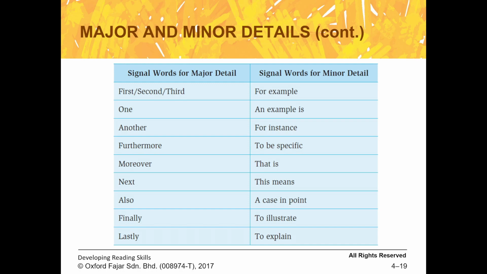And then when you want to talk about a minor detail, something that expands more on the major detail, let's make it very specific. You use, for example, an example, for instance, those signal words that is on the screen right now. Okay, so those words show how important your detail is. When you use signal words that show major detail, it shows that the detail is very important and it shows a lot on what you want to talk about, the main idea. Whereas the minor detail is just an addition that you can put after you continue with the major detail.